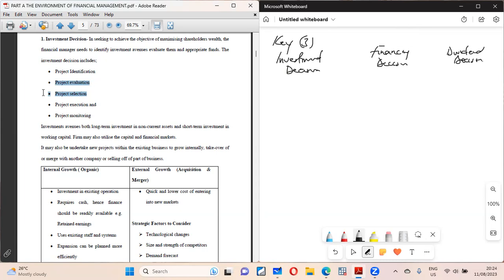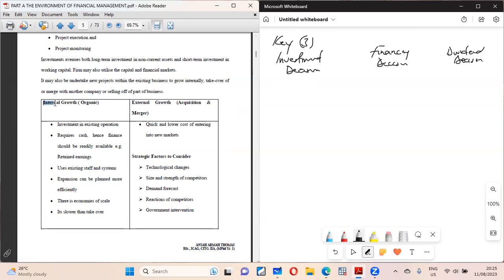Okay, we will do it later. So identify it, evaluate it, select the best alternative, then execute it. Once you execute it, then you monitor. Monitoring is control, all right? So those are the activities there. Of course, you can decide to grow by either saving money and growing yourself, or you can actually acquire a company straight away to enter into the market. If you want to save money and do it, it takes a long time and it is slow.